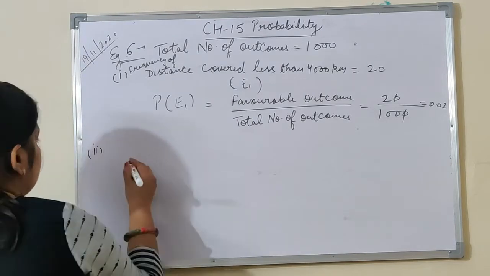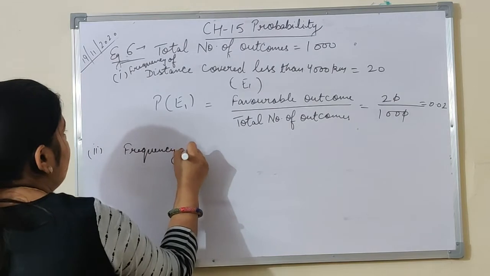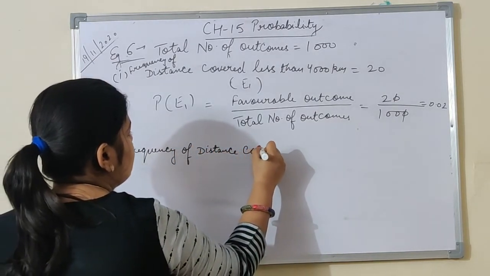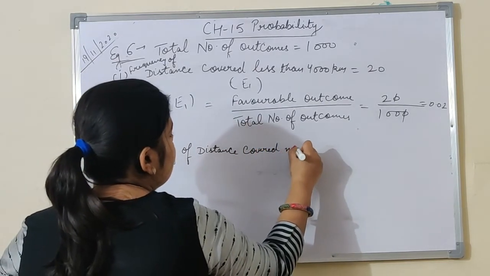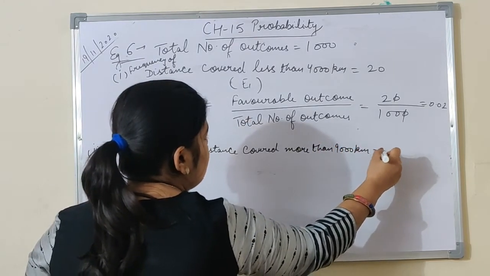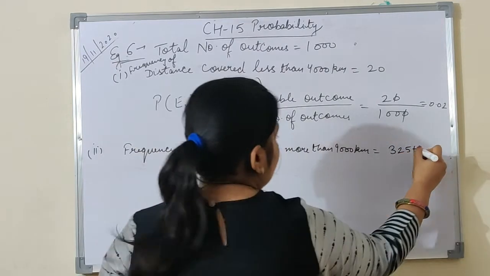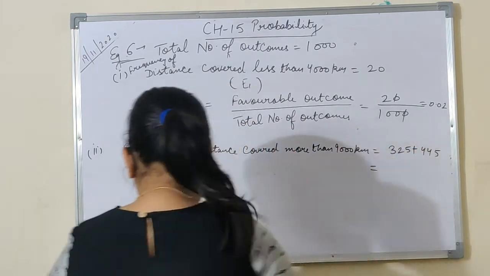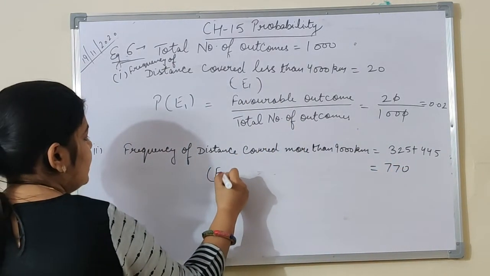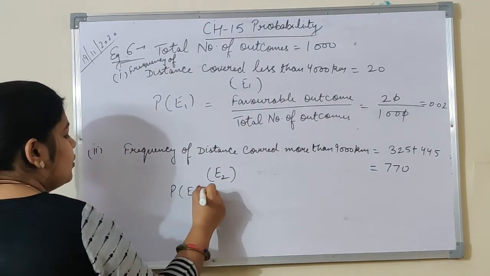Okay, so here we will write the frequency of distance covered more than 9000 kilometers. You all know that we have to add 325 with 445, and after adding it you will get 770. As we have to find the probability for this, I am considering this as event 2. Now we have to find the probability for event 2.